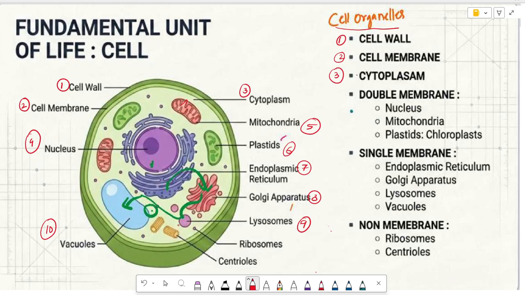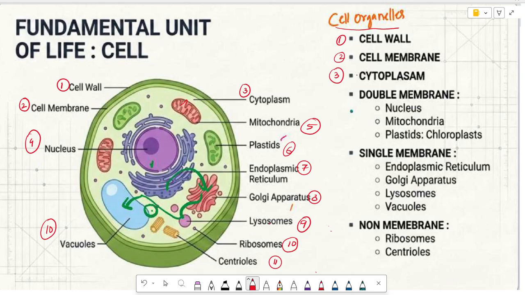Later, we have the non-membrane organelles. You can see small spherical or dot-like structures, which are called ribosomes. Then we have cylindrical shapes, the centrioles, which are non-membrane organelles. These are the cell organelles we have. The number for ribosomes is 10, and lastly the centrioles are number 11. So these are the cell organelles we are going to discuss.